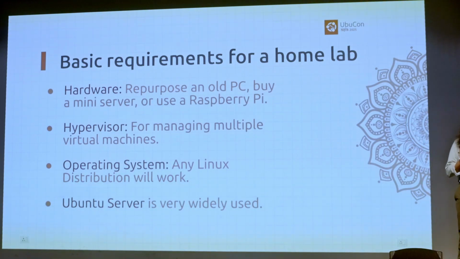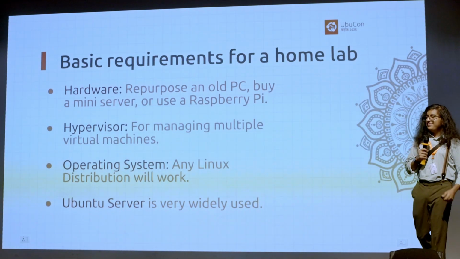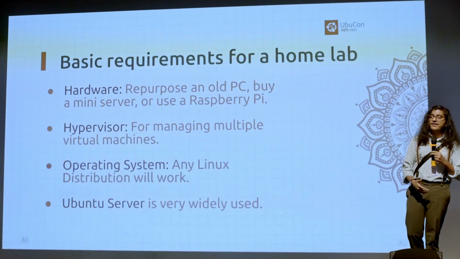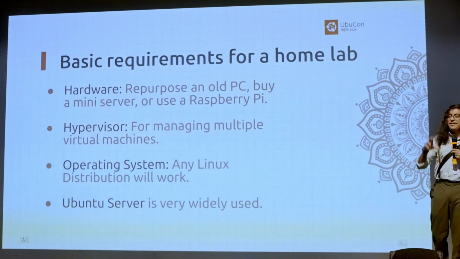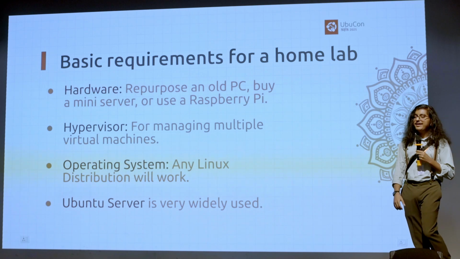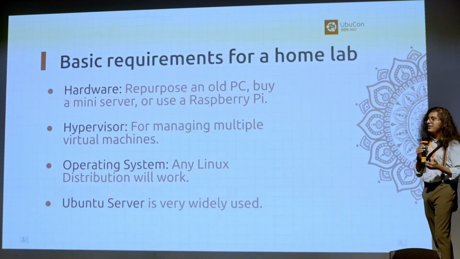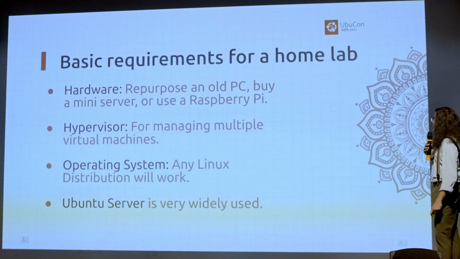Basic requirements for a home lab. What is a home lab? It's basically a device in your home that you're using to run or host software. It can be anything. It can be a small single board computer like a Raspberry Pi, and it can be a full-fledged CPU. It's all up to you on how much you want to invest in it, basically.